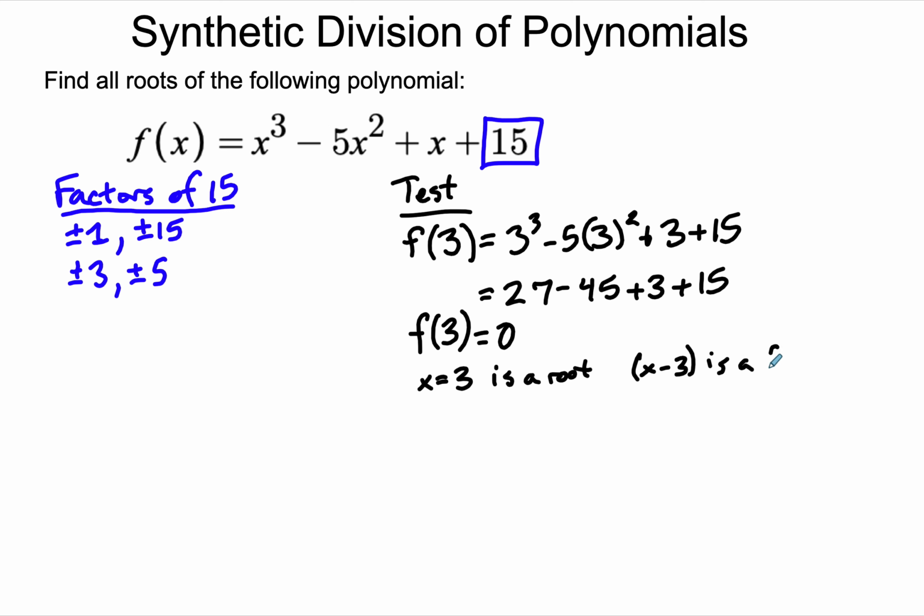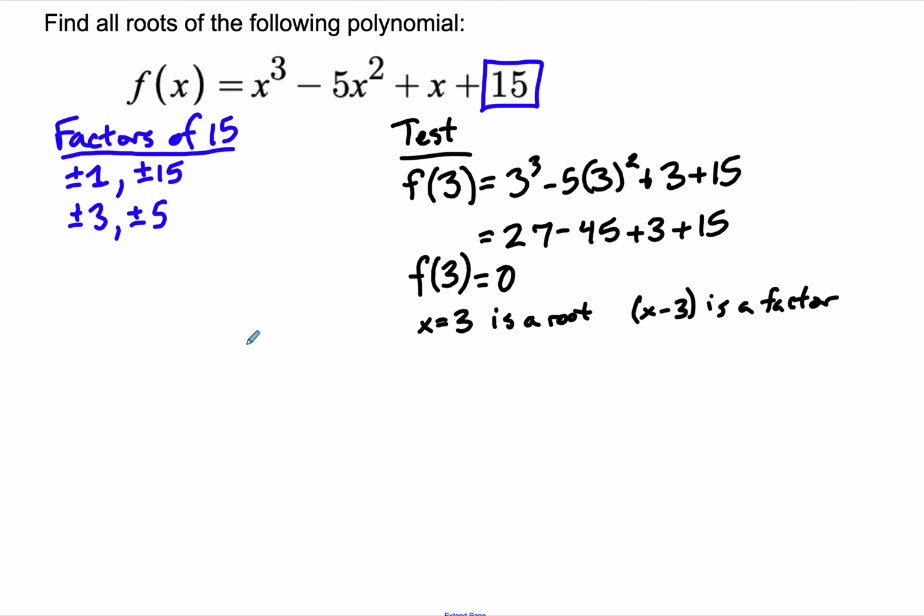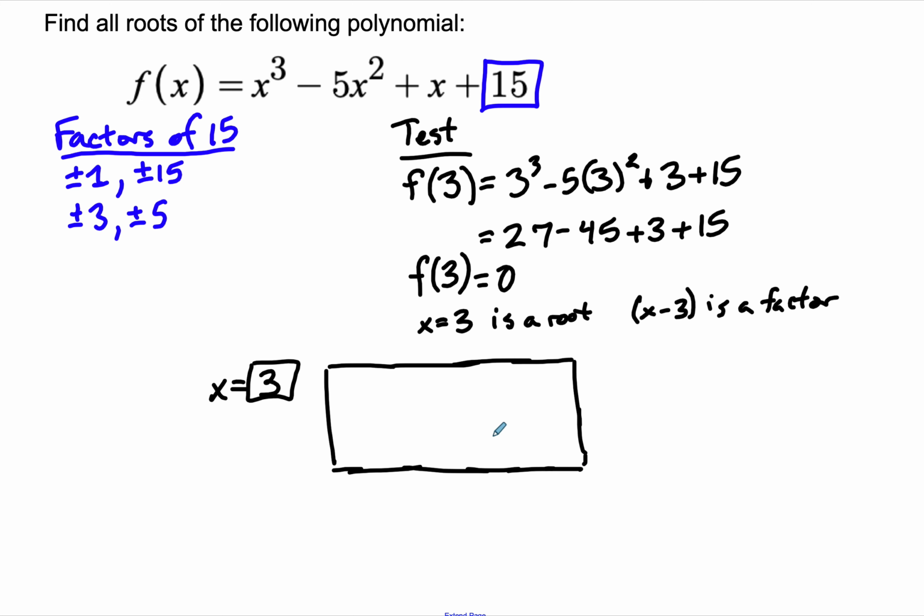Now I'm going to use the root to do the synthetic division, and I like that better because we can use a plus sign here. So here's how I'm going to set it up. I know that x equals 3, and now I'm going to take the coefficients of my original polynomial up here and synthetically divide them out and see what we get.